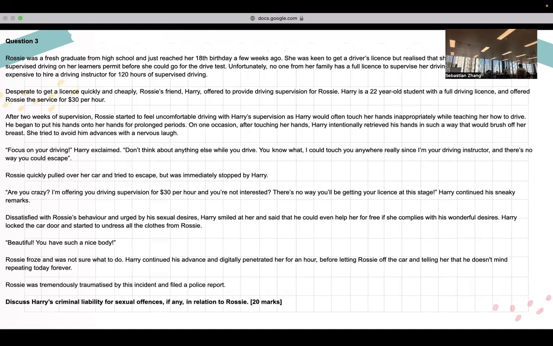So question 3 will be sexual offense, and then with the same scenario, I wrote a completely different story to this Rosie and Harry situation. It will be for murder and manslaughter, and then it will be for defenses basically. But anyway, I'll give you guys maybe 5 minutes to read through and plan the answer, and then we'll go through that in a moment.